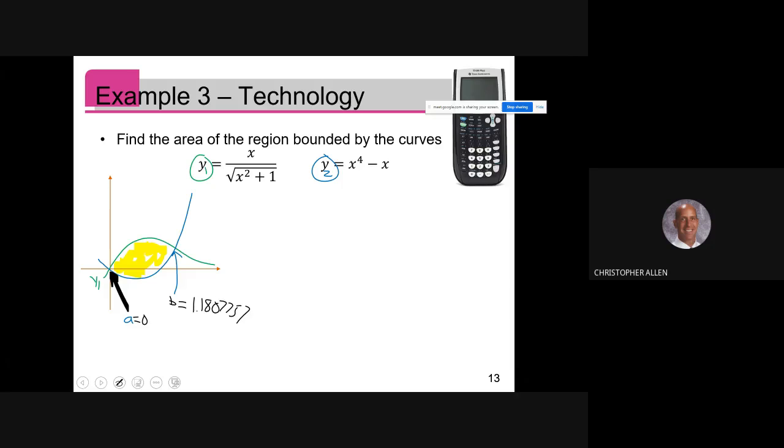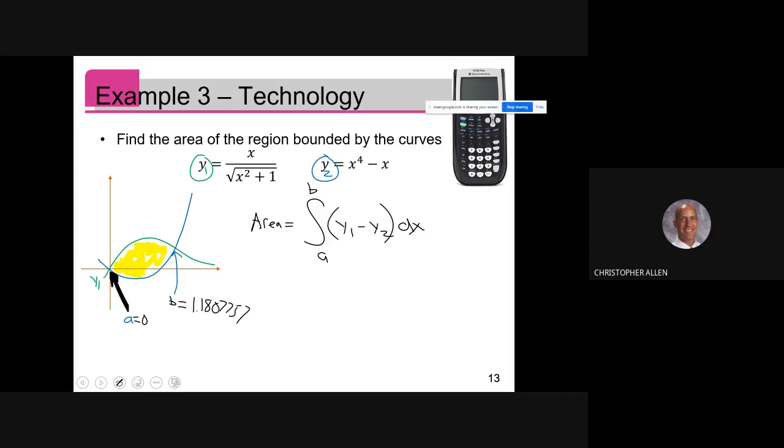Now you want to see the beautiful thing? Here's my work for this problem. If this was the calculator portion of the AP exam, I would simply write area equals the integral from A to B of y sub 1 minus y sub 2 dx. That's all I have to write. I don't have to write any of the numbers again. I don't even have to write the functions again.